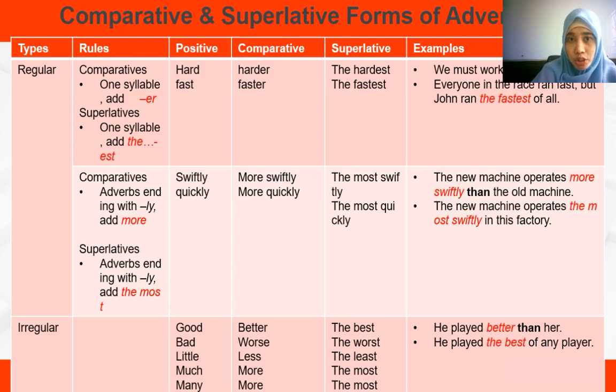I think it's similar to adjective. For example, hard, harder, the hardest. Fast, faster, the fastest. The examples are, we must work harder than them. And everyone in the race ran fast, but John ran the fastest of all.